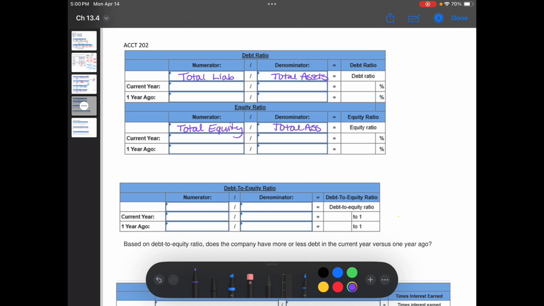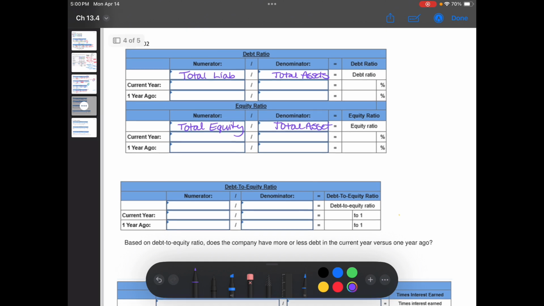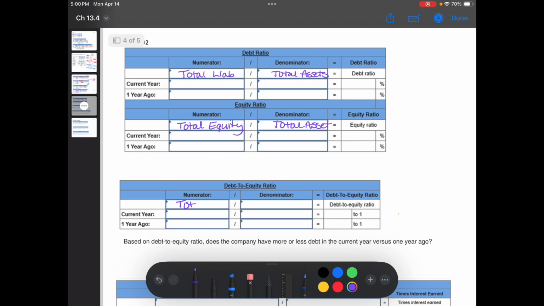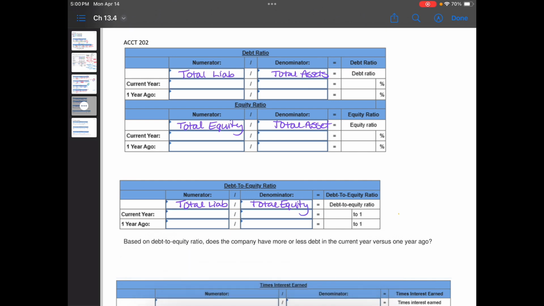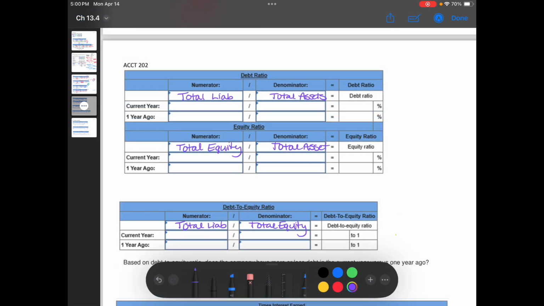And the debt to equity is going to be total liabilities to total equity. Okay, so here's what I want to make sure I put at the very top of this page. Let's not forget the basic accounting equation. Assets equal liabilities plus equity.